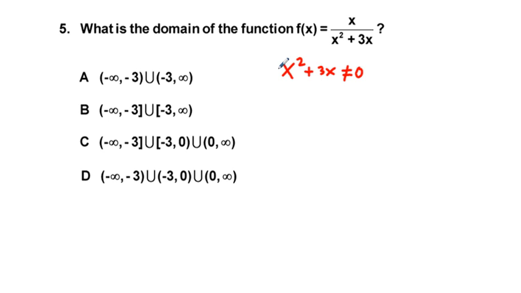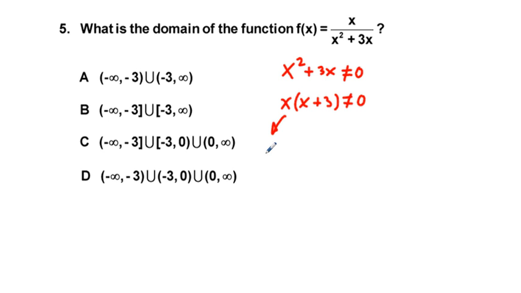And then just solving this equation, if we take a common factor between x squared and 3x, that would be x. So we have x times quantity. What times x equals x squared? Well, that's x. What times x equals 3x? Well, that would be plus 3. And so we know that x times quantity x plus 3 cannot equal 0.